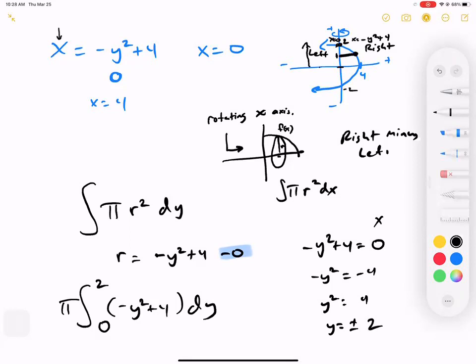The reason why this is slightly different is because we had to switch around our variables. We had to switch around the way we look at it. But it still practically follows all the same steps that we did for rotating around the x-axis.